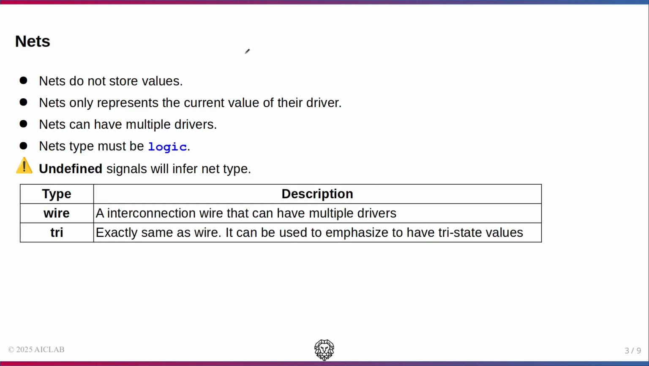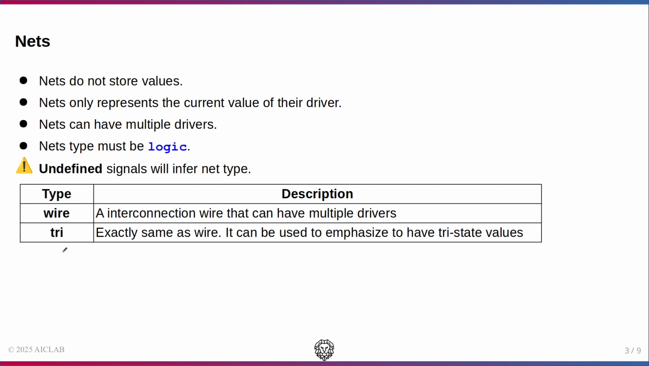This slide summarizes the net properties. Nets don't store values. They represent the current value of their drivers. They can have multiple drivers, and the net type must be logic. Also, if you have an undefined signal in your RTL code, the tools will infer it as a net type.